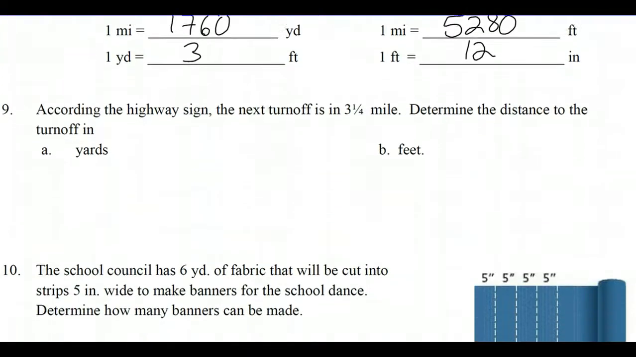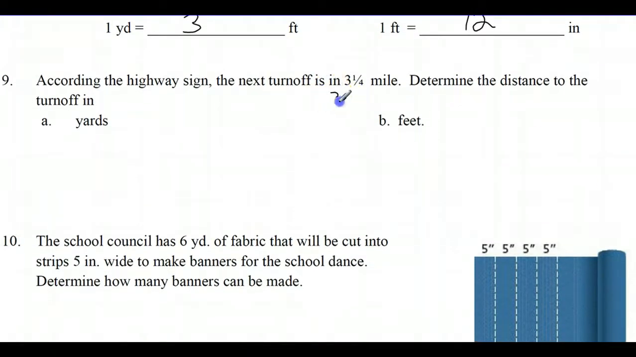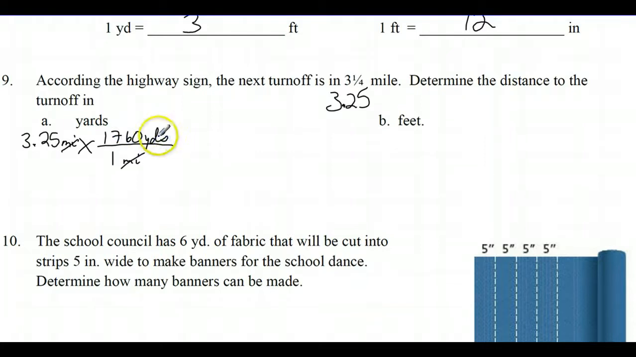According to the highway sign, the next turnoff is 3 1/4 miles. Yay, Imperial, right? 3.25. Determine the distance to the turnoff in yards. Okay, show your work. So we're going to start with 3.25 miles. Now, I want to get 1 mile on the bottom, so I can cross this off, and a mile is 1,760 yards. So we do this, and we get 5,720 yards.